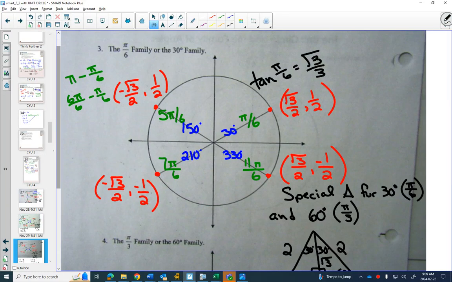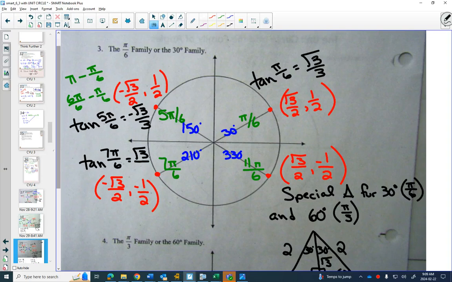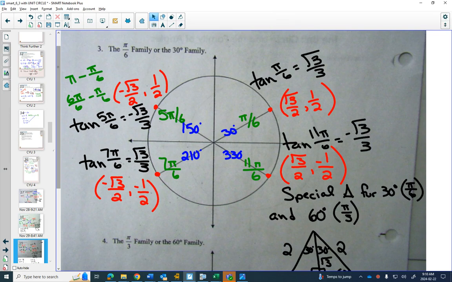from our special triangle, we know that tan of 30 degrees, or tan of pi over 6, is root 3 over 3. Tan of 5 pi over 6, according to your CAST rule, quadrant 2, tan is negative. Tan of 7 pi over 6, well, tan is positive in quadrant 3. And finally, tan of 11 pi over 6, negative again. We get negative root 3 over 3.